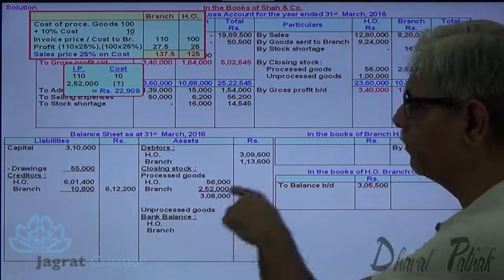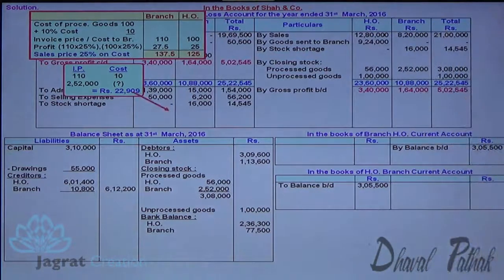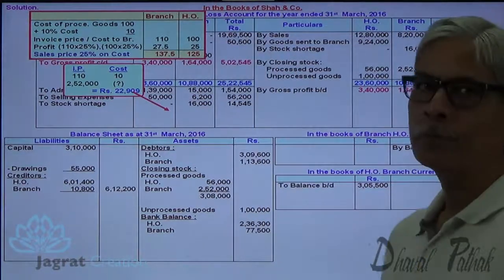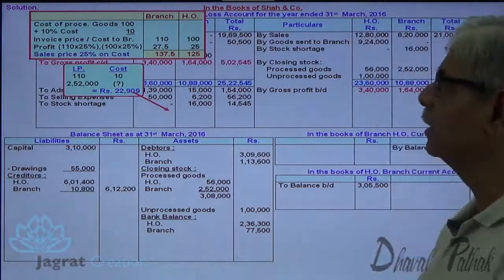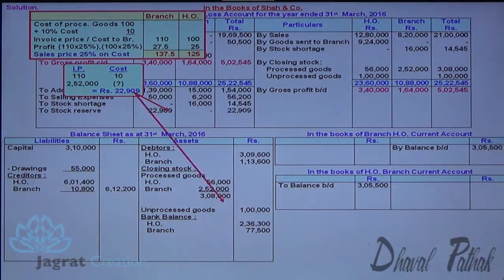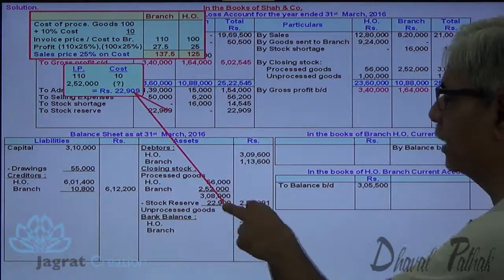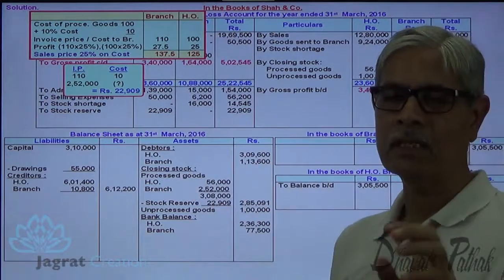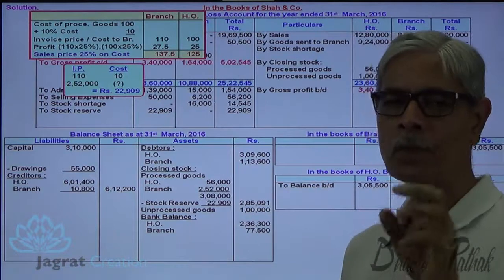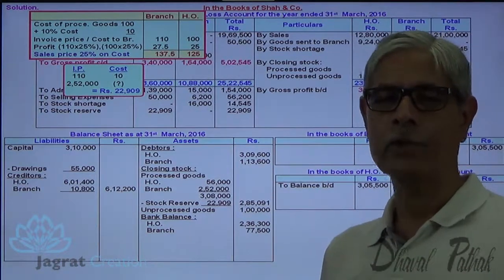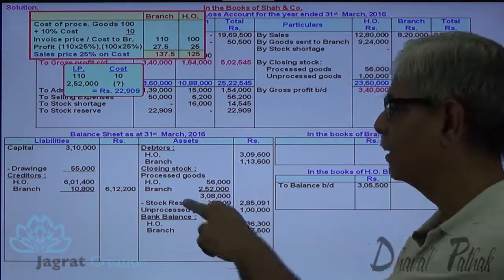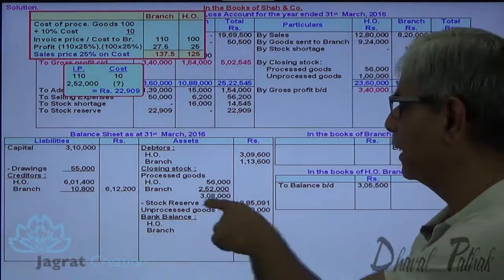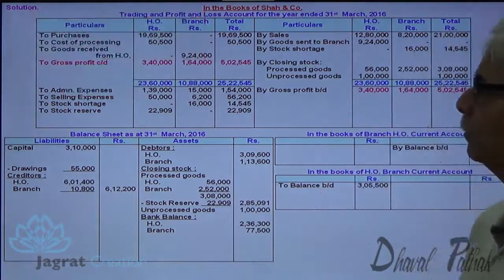The unrealized profit will be deducted from this stock, and unrealized profit will be debited in the head office trading account. So deducted from, this is the cost of stock. This is how unrealized profit, that is identified as stock reserve, the profit and loss account of HO is to be debited, and it is deducted from the value of the stock, and this stock appears in the outer column.